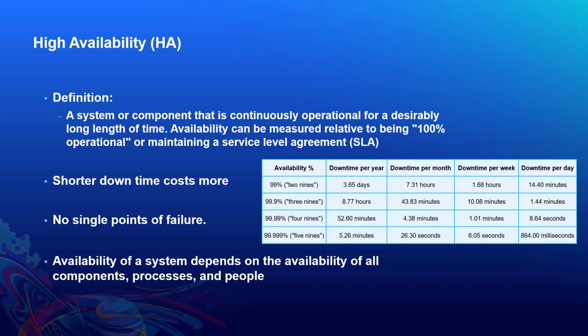Now, the availability of a system is really going to be dependent on the availability of all components, processes, and people. It's not only that you have enough hardware or software to support HA, but you have practices in place, you have people to support the deployment. Everything has to line up for you to have a highly available system.